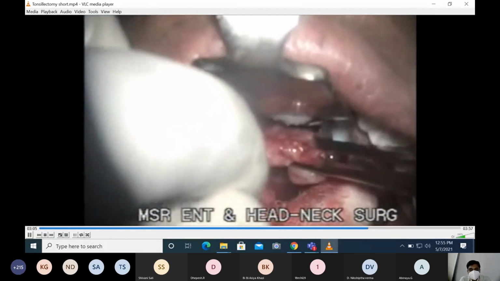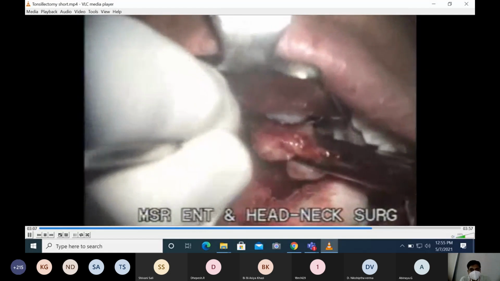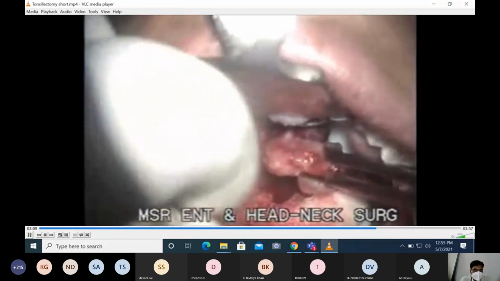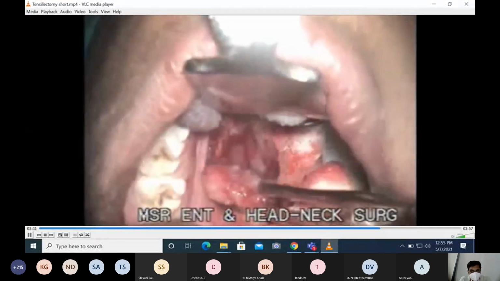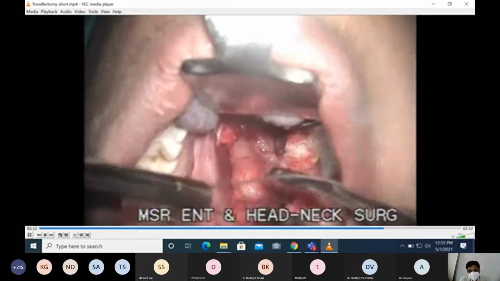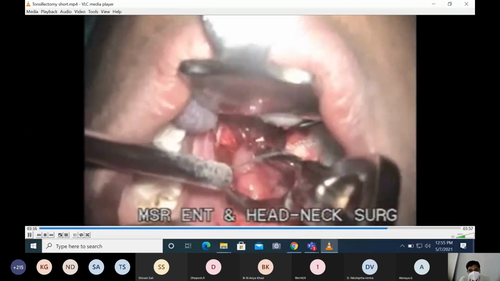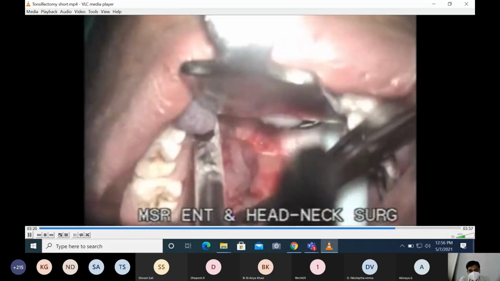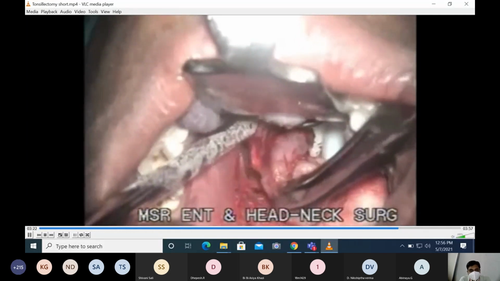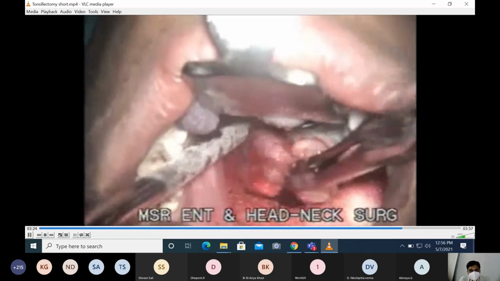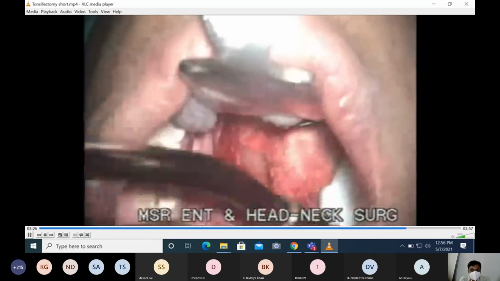So I have reached the lower pole. You can see the leash of blood vessels entering the tonsil at the lower pole. And now I will use a tonsillar snare. I will release the tonsil, then grasp it again and then pass the snare to the lower pole, and then with one fluid motion crush and cut the lower pole of the tonsil. There will be a snip and then the tonsil comes out.